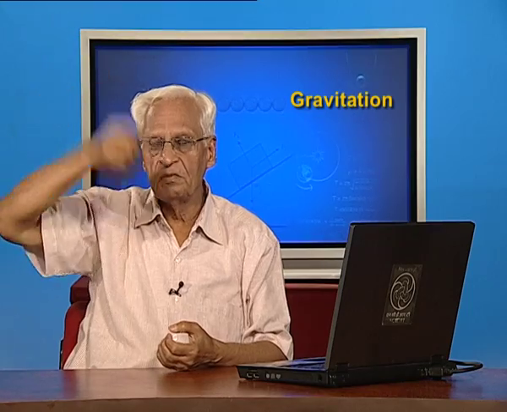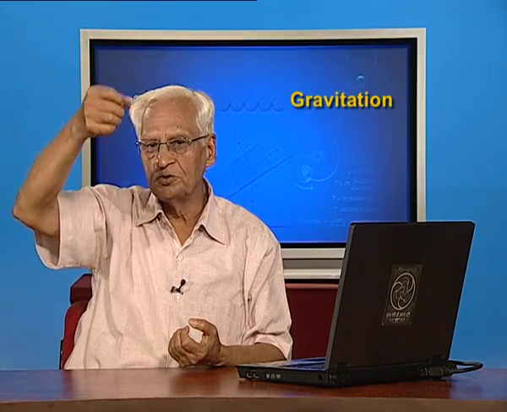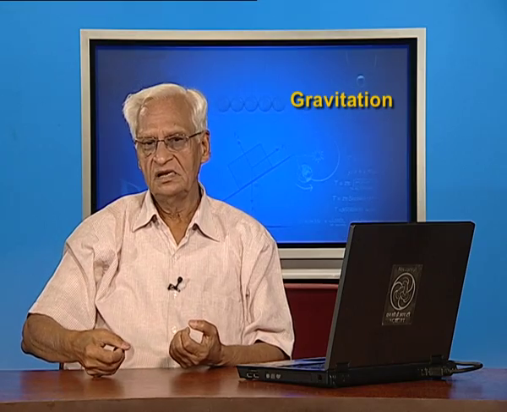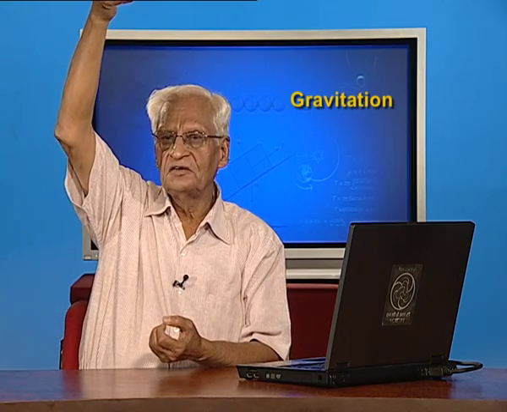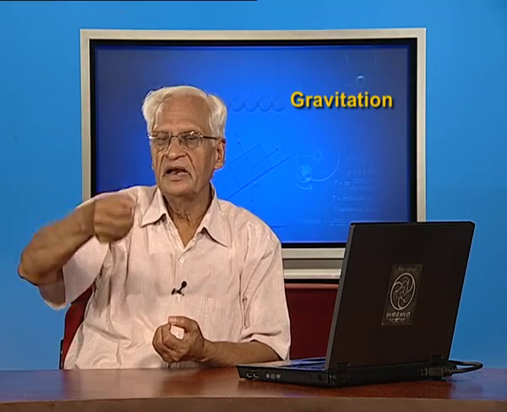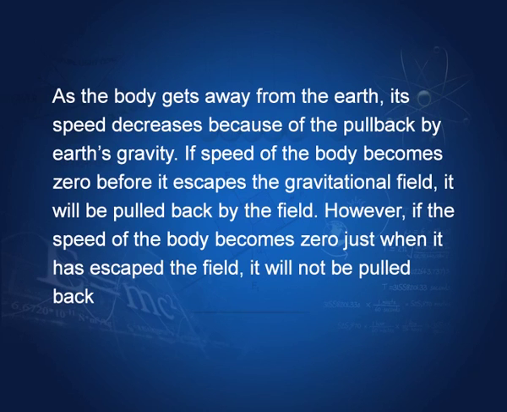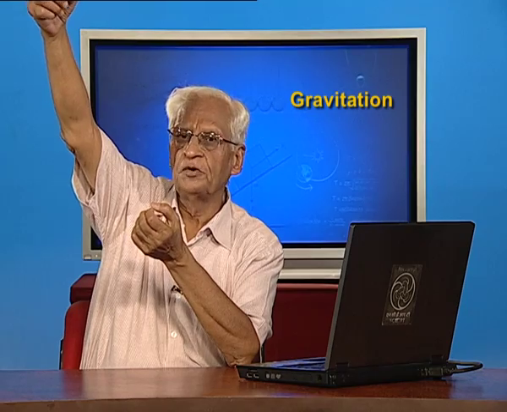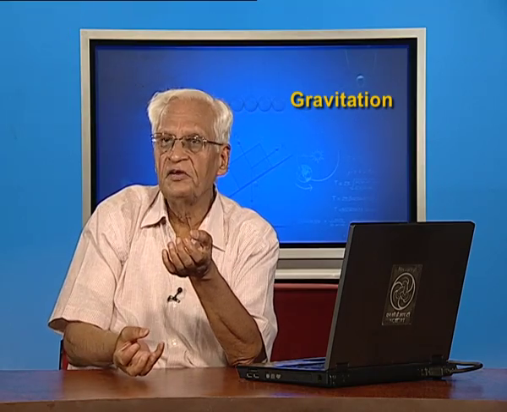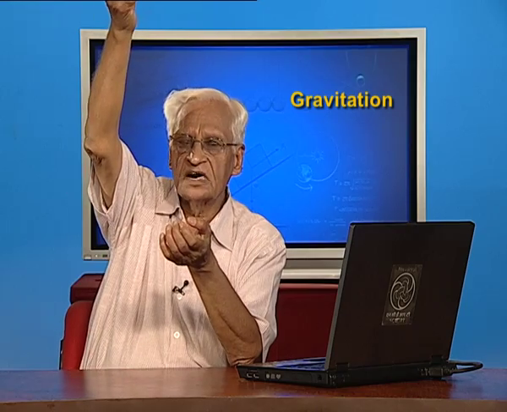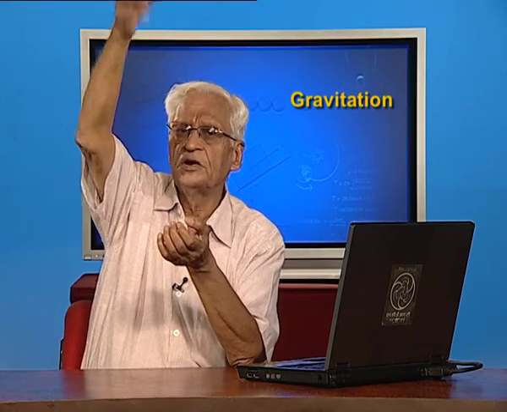As the body gets away from the earth, its speed decreases. Why? Because remember I told you that the acceleration due to gravity is always vertically downwards. So, if the body is going up, the force is acting vertically downwards, and therefore, it will reduce the speed of the particle. So, as the body gets away from the earth, its speed decreases because of the pullback by earth's gravity. If the speed of the body becomes 0 before it escapes the gravitational field, it will be pulled back by the field. If we throw a ball, it goes to a certain height where its speed becomes 0 and then falls back.